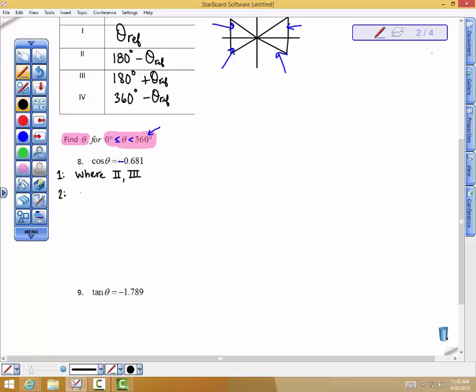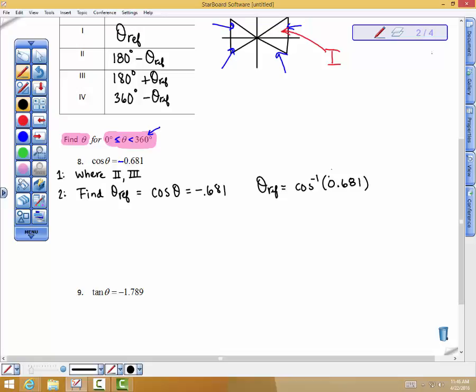Step number 2, I'm going to suggest that you find the size of the reference angle. Would you please remember that every time we looked at a reference angle, it was a first quadrant angle. So in order to find the size of a reference angle given cosine is equal to a negative 0.681, go into your calculator and go second cosine of a positive 0.681.